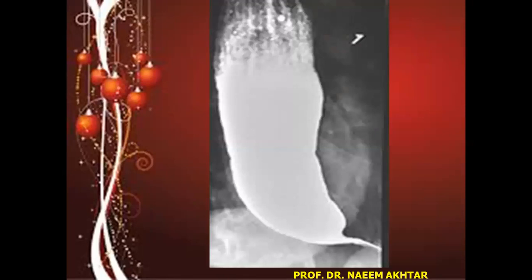This is the X-ray barium swallow showing these features. You can see here that this is the spasm at the lower end of the esophagus, with the body of the esophagus dilated, with barium held up in the body of the esophagus. This is a patient having cardiac achalasia.